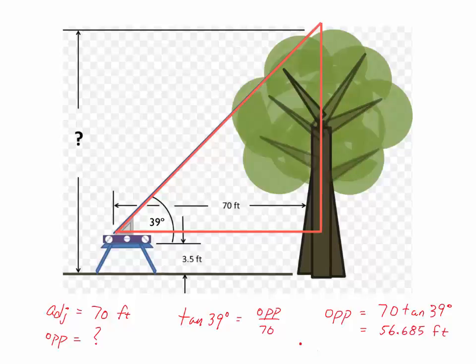So to get the height of the tree, add the 3.5 at the end. Is that 60.185? 60.2 feet.